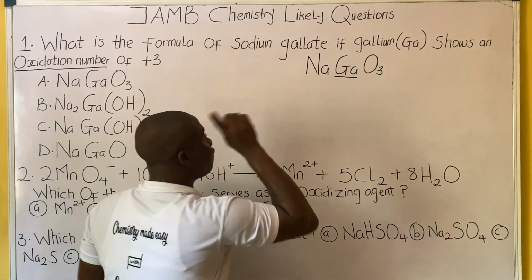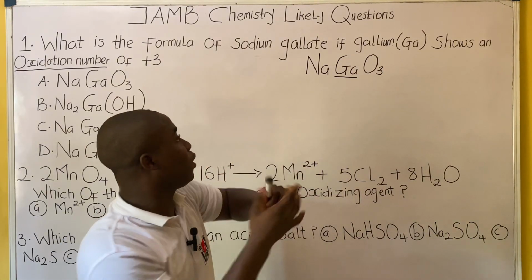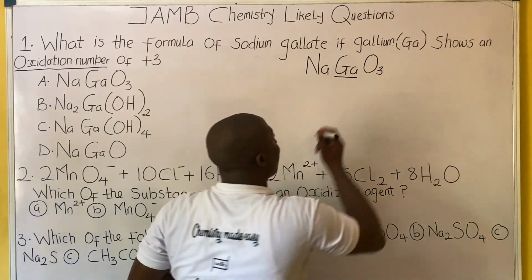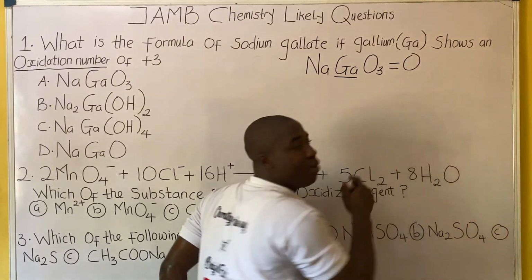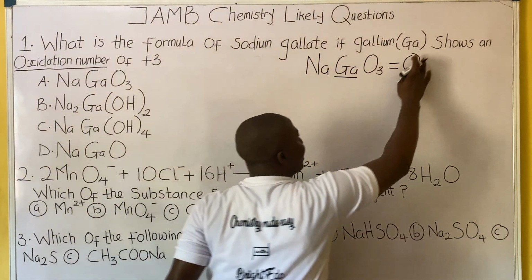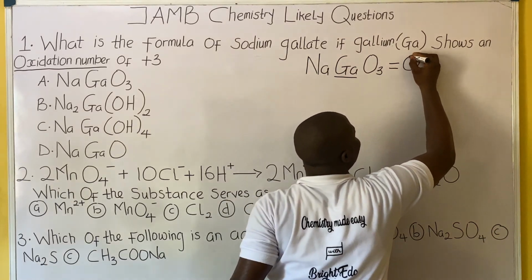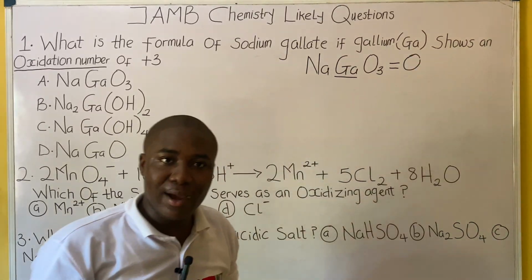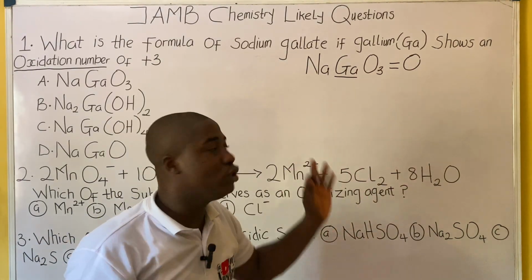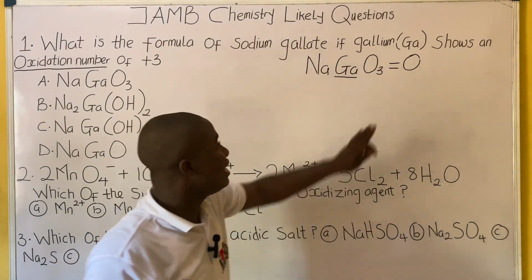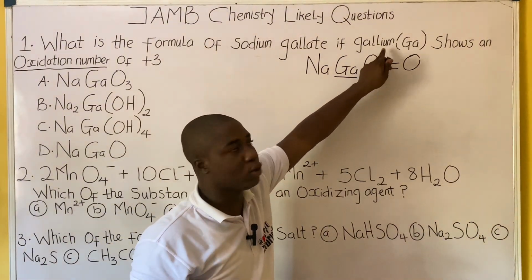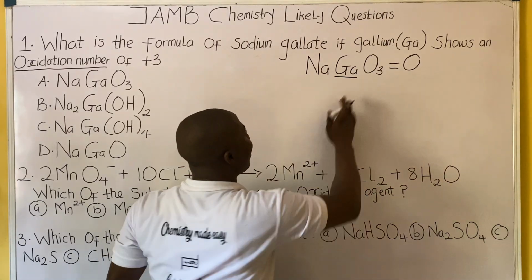What did I say? Because this is a compound now, what becomes the algebraic sum of the oxidation numbers in a compound? I told you it is 0. I told you that the algebraic sum of all the oxidation numbers in a compound is 0. So the first thing I do is to equate that compound to 0. If it was a radical, it's going to be equal to the charge on the radical. So we are looking for gallium.